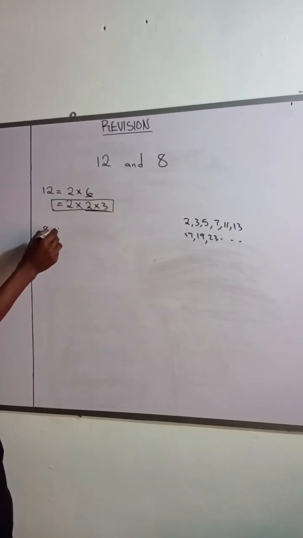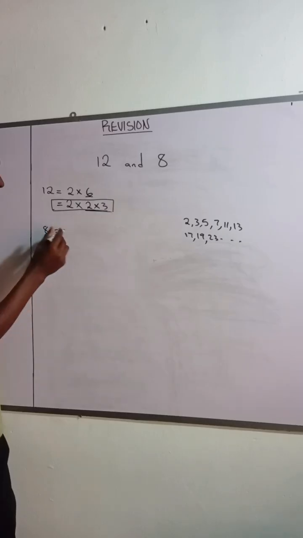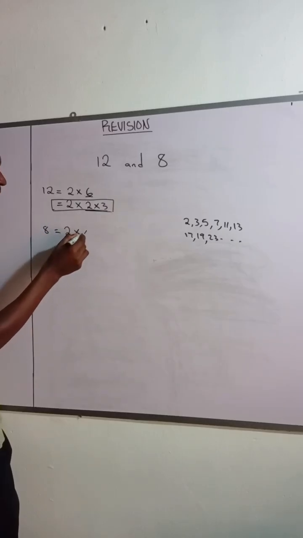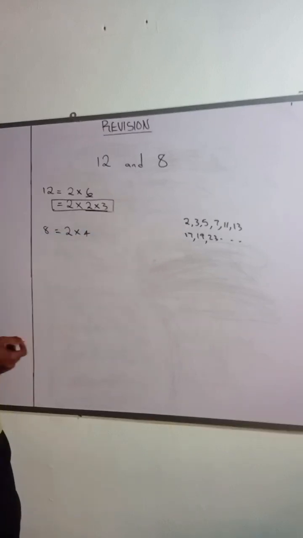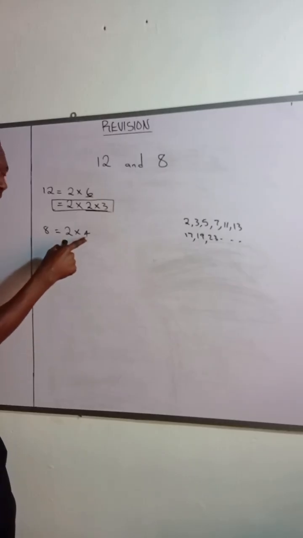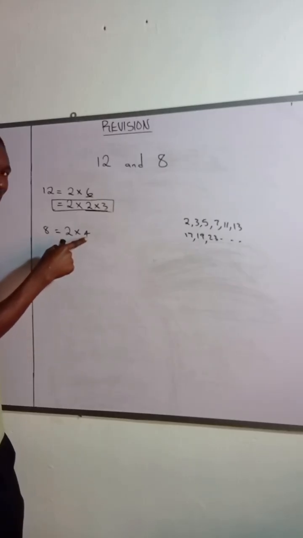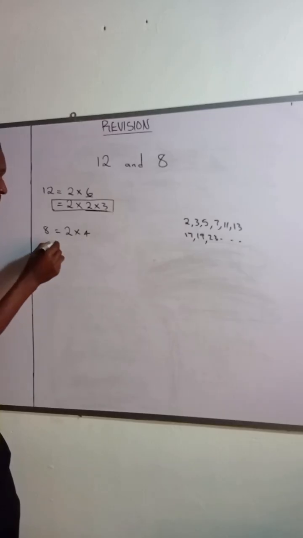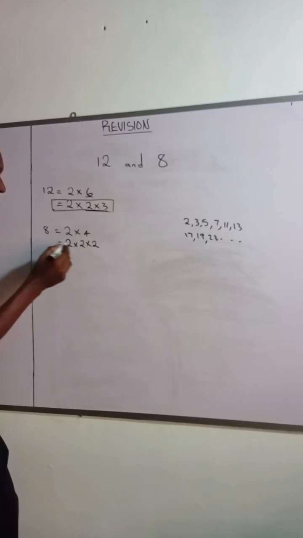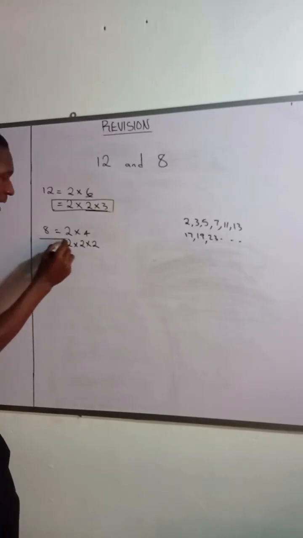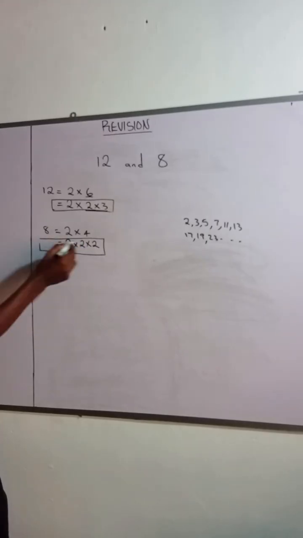Then for the 8, we can also break 8 into 2 multiplied by 4, which is 8. And 4 is not a prime number. Okay? 4 is not a prime number. Therefore, you can still break that 4 down into 2 multiplied by 2. So that we now have 2 multiplied by, instead of 4, 2 times 2, making everything prime. Now our 8 has 2, 2, 2.